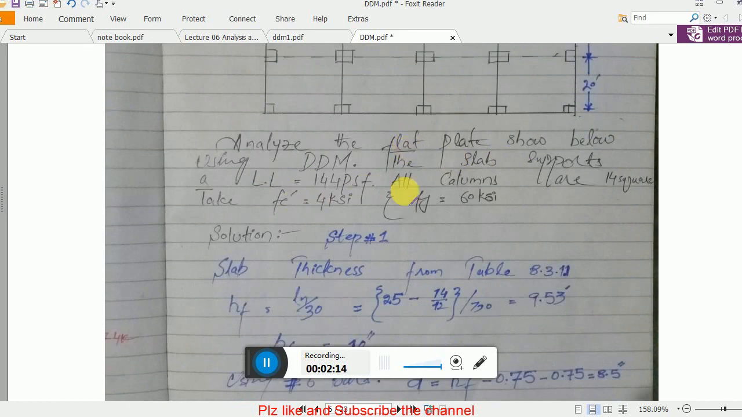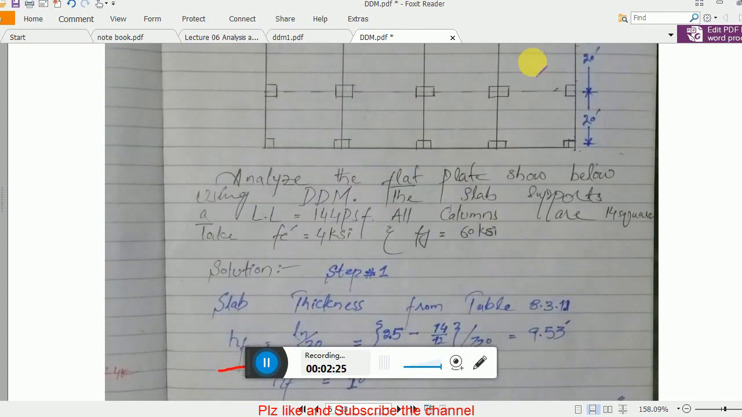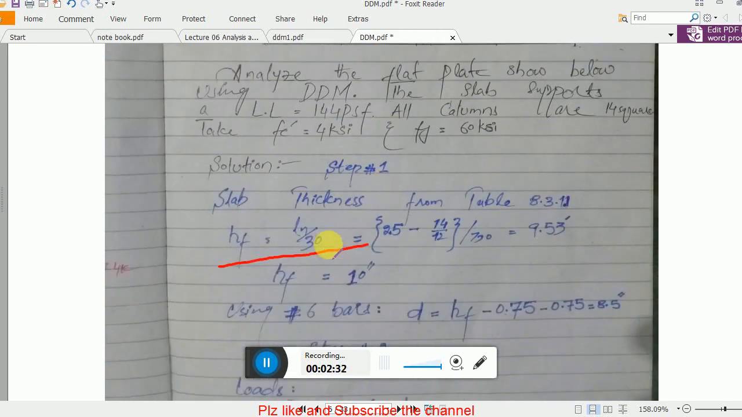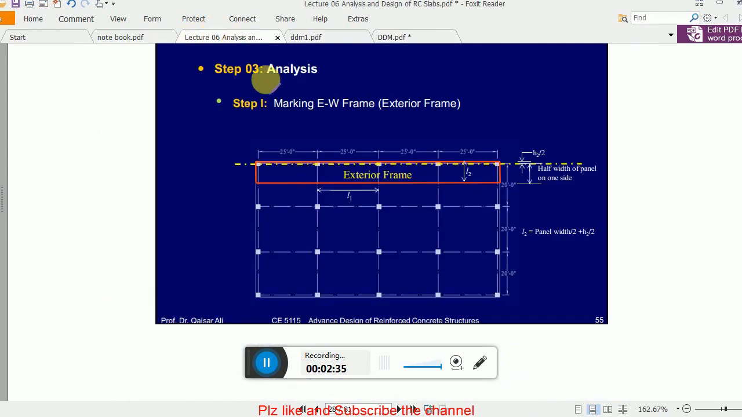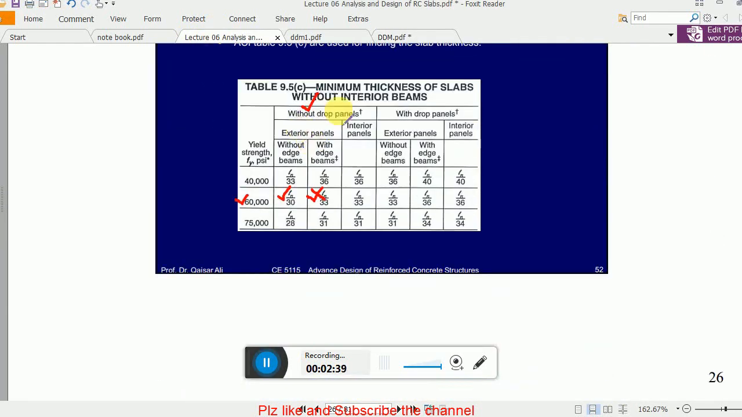The question is simple: live load is given, you have to determine the dead loads, and the material properties are given. What we have to do is find out the thickness of the slab system. I already explained this: as we have no edge beams, no interior beams and no drop panels, that's why I'm using ln by 30. If you see the table, let me show you, without drop panels and with no edge beams, we have the exterior panels.